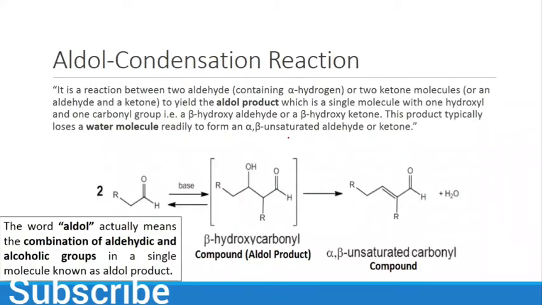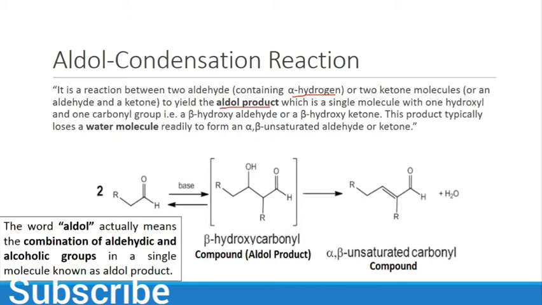So what is aldol condensation? It is a reaction between two aldehydes containing alpha hydrogen, or two ketone molecules, or an aldehyde and a ketone. But the condition is that we need an alpha hydrogen. Why? Because if we don't have alpha hydrogen, then we have the Cannizzaro reaction. But if we have alpha hydrogen on the aldehyde, we have the aldol condensation reaction to yield the aldol product.